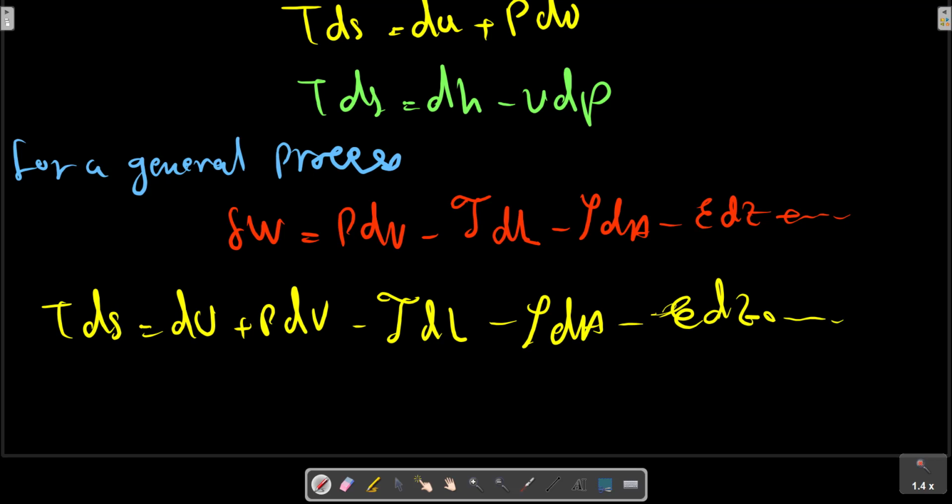Entropy change of a solid or liquid also in the next section.